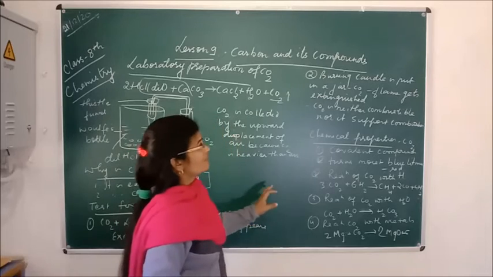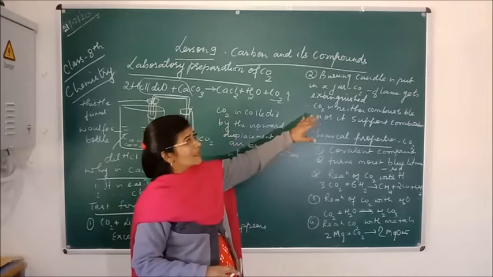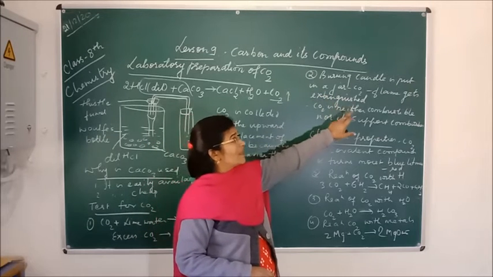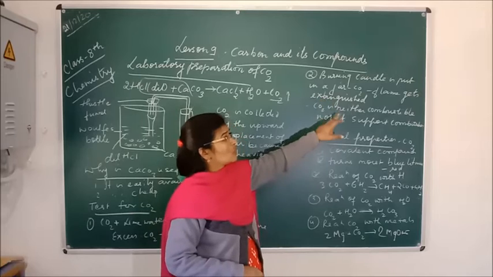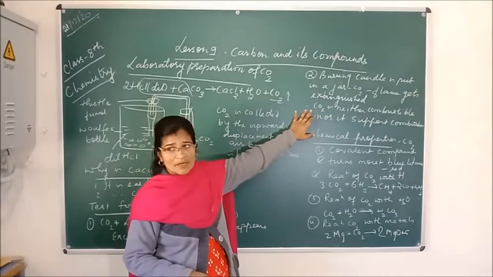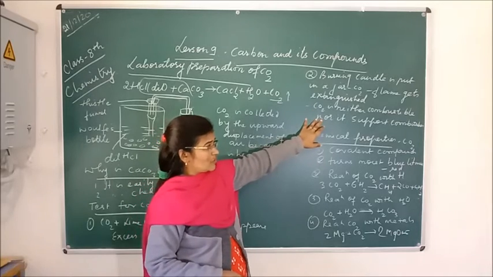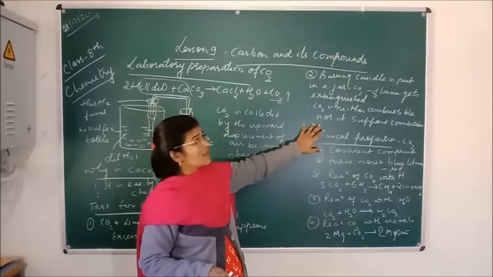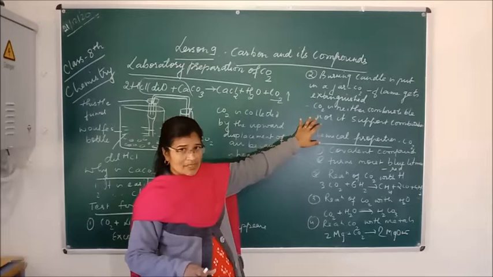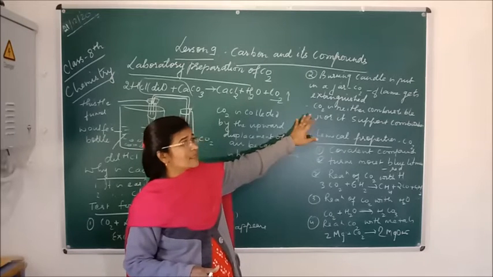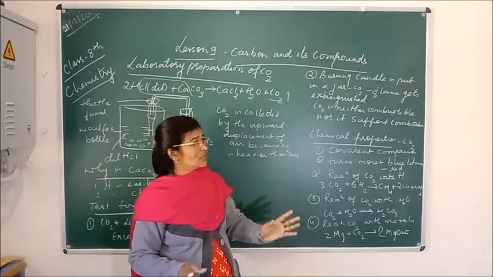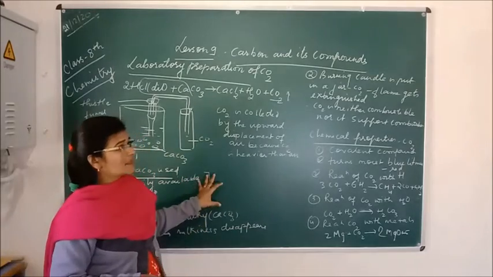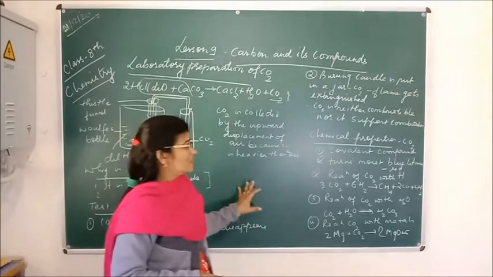Now the second test is that when we bring a burning candle into the jar which contains carbon dioxide, the flame gets extinguished, because we all know that CO2 is neither combustible nor does it support combustion. It does not help in combustion, and neither is it a combustible gas. That's why when a burning candle is brought near the jar containing carbon dioxide gas, the flame gets extinguished.